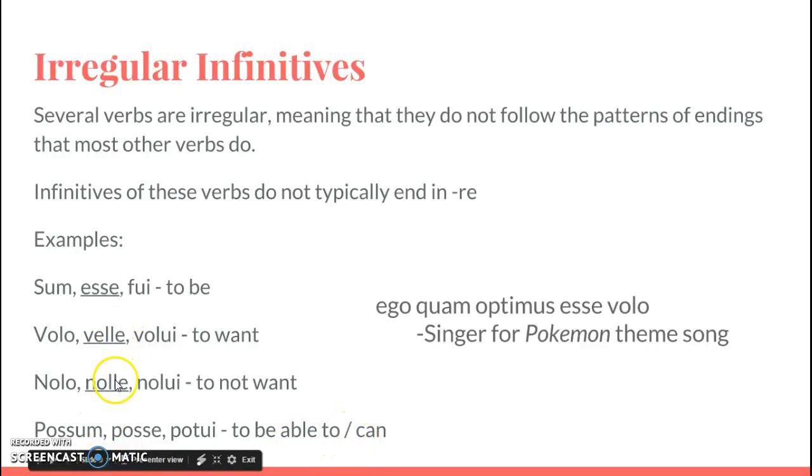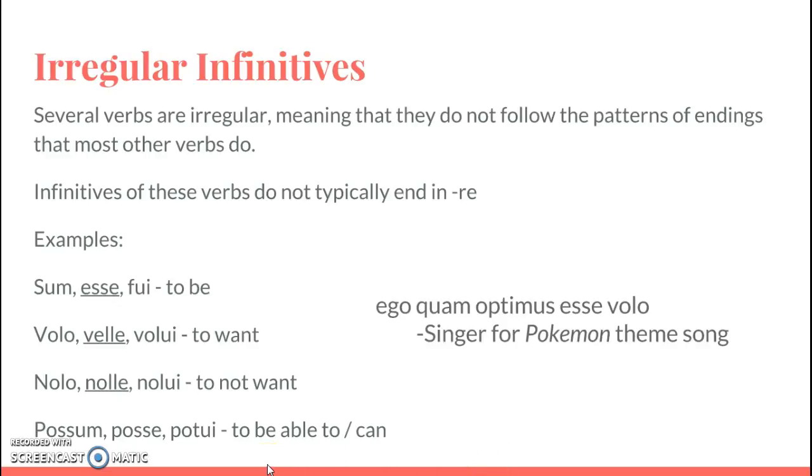However, you won't really see velle, nolle, or posse very often, because typically the infinitive would be other verbs that you add to a form like volo or vult or nolo or nolunt or possum or potest. Typically, this is the verb that's conjugated. Here's how you say, I want to be the very best in Latin. So enjoy that, Pokemon fans.